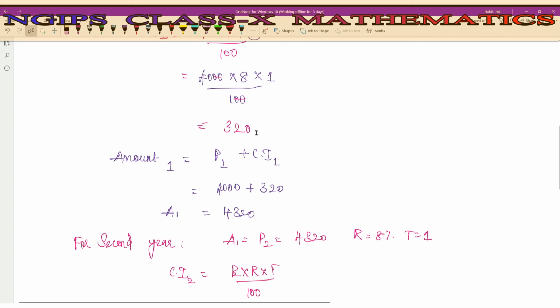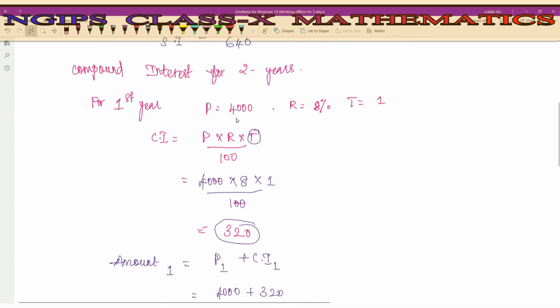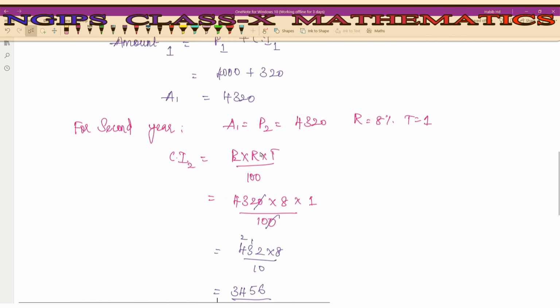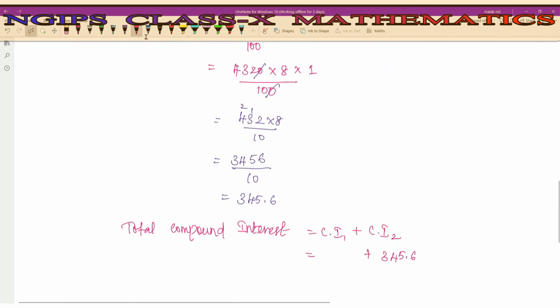Here we have this, it is 320. And we have the simple interest, which is 640. Here 320, and here the simple interest is equal to 640. Now if we add, what will we get here?